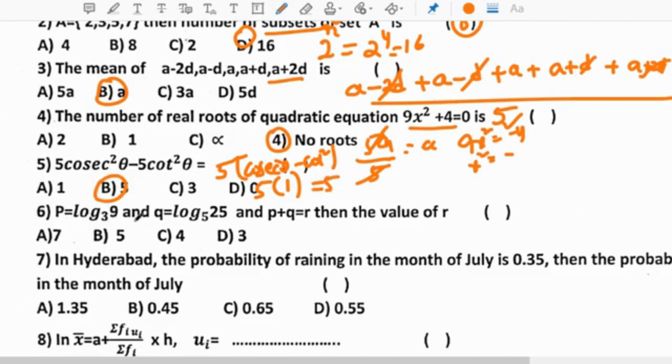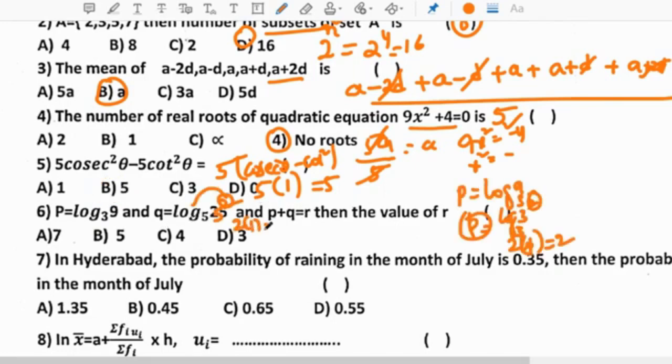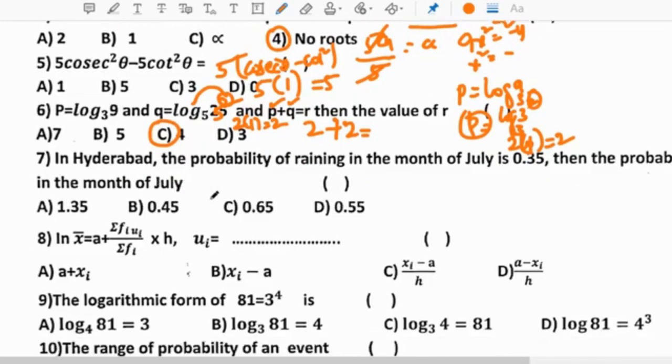P is equal to log 9 base 3, Q is equal to log 25 base 5, and P plus Q is equal to R. Then find the value of R. Log 5 base 5 value is 1, 2 into 1 is 2. So the P value is 2, the Q value is 2. So the R value will become 2 plus 2, which is 4. Correct option is C. In Hyderabad, the probability of raining in the month of July is 0.35.